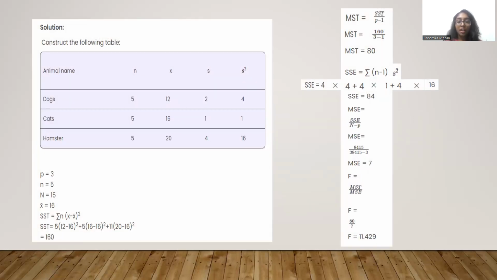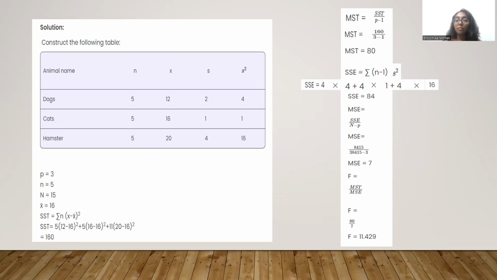The following table is constructed. For dogs, n is 5, x is 12, s is 2, and s squared is 4. For cats, n is 5, x is 16, s is 1, s squared is 1. For hamsters, n is 5, x equal to 20, s is 4, s squared equal to 16. P equal to 3, n equal to 5, and capital N is 15, x bar equal to 16. SST equal to summation n times (x minus x bar) whole squared, that is 160.